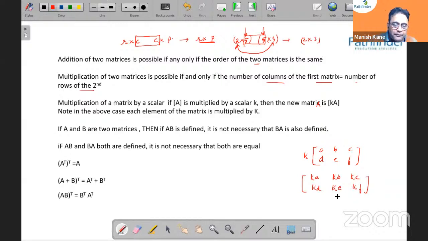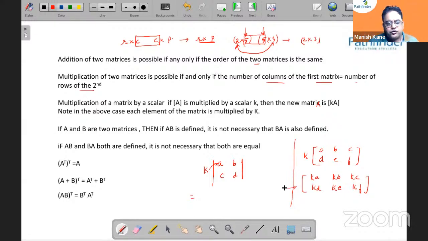Remember, this is what happens in a matrix. In a determinant, suppose this were a 2 by 2 determinant, and I multiply by a scalar. Now, I will multiply the scalar into only one row or one column. Please remember this, very important. Scalar multiplication of a matrix means you multiply each and every element. But in the case of a determinant, you multiply only one row or one column.